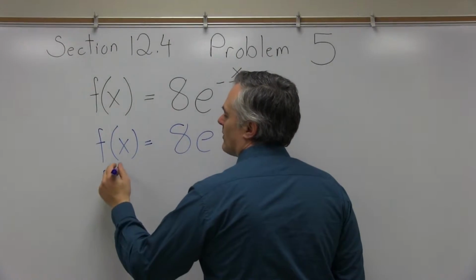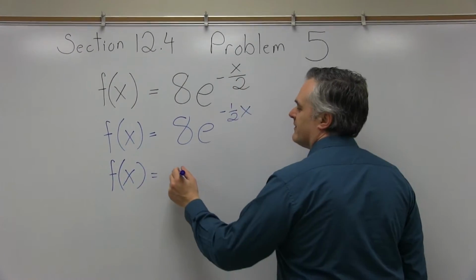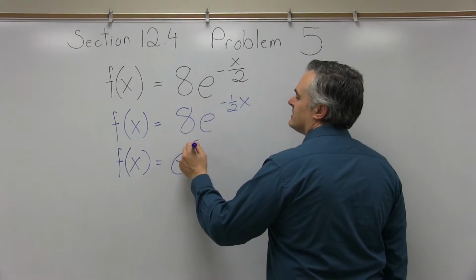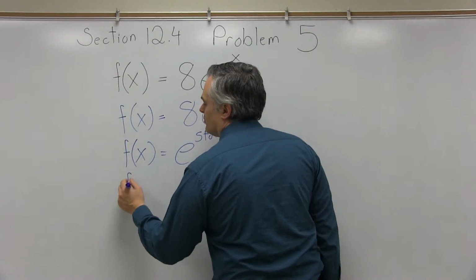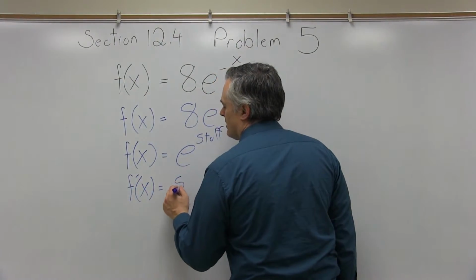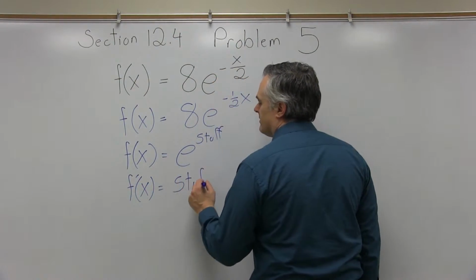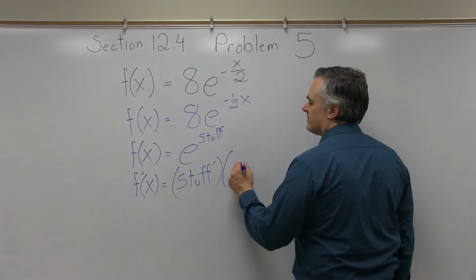So again, we have an exponential function. It has the form f of x equals e to some stuff. So the derivative is f prime of x equals stuff prime times e to the stuff.